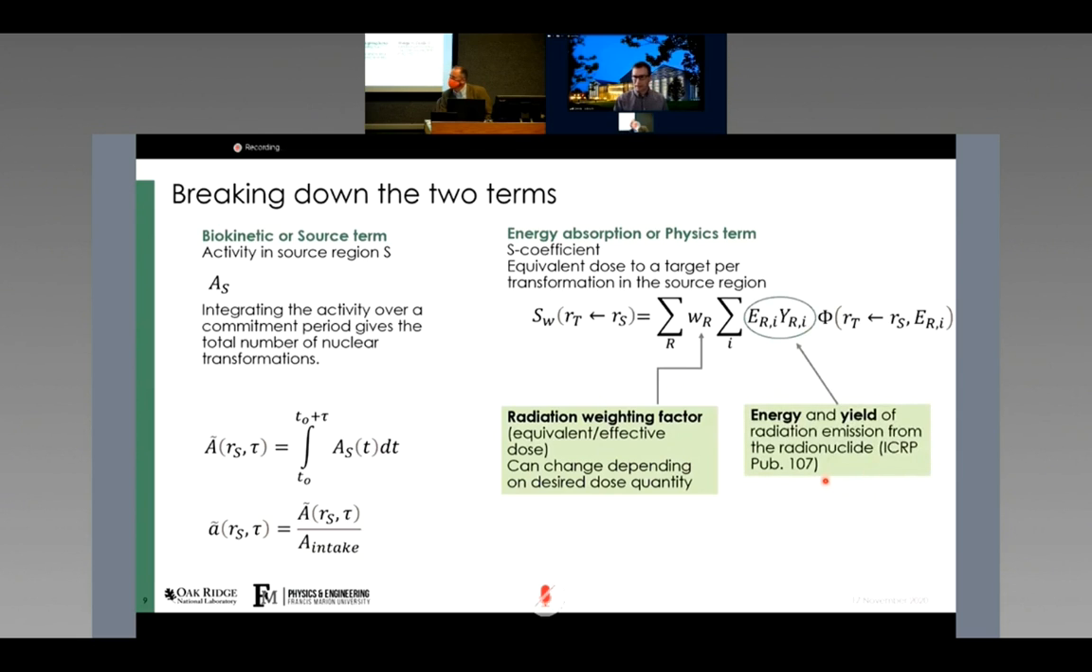These two terms, of course, are the energy and yield of the radiation emission. So this is coming from Publication 107. And then our third term in this summation is the specific absorbed fraction. And we'll break that down here in a moment. One little note, if we have a beta emitter, this equation looks a little bit different because we need to integrate over the energy of that beta spectrum. And Publication 107 sets us up very nicely for doing that integration in a nice, easy way.